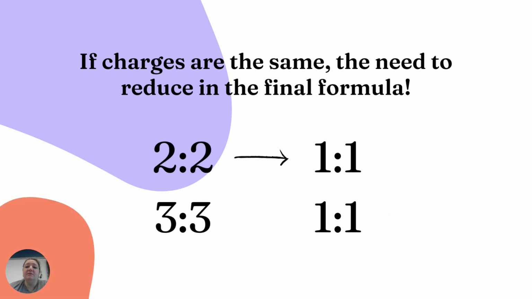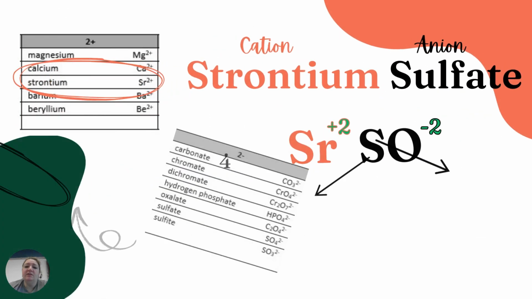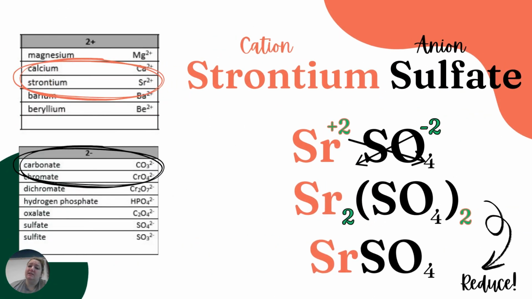Now, the last thing that I want to talk about is that with these ones, we do reduce. We haven't seen any of that so far. So if it's a 2 to 2, we would reduce down to 1 to 1. And if it's a 3 to 3, we would reduce down to 1 to 1. So what that looks like in an actual formula is this.